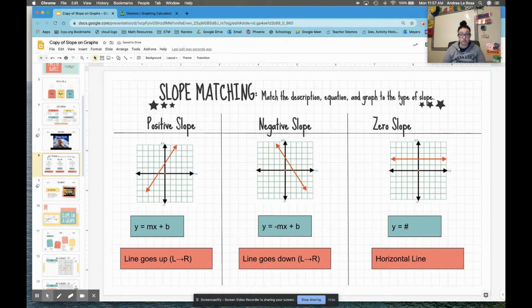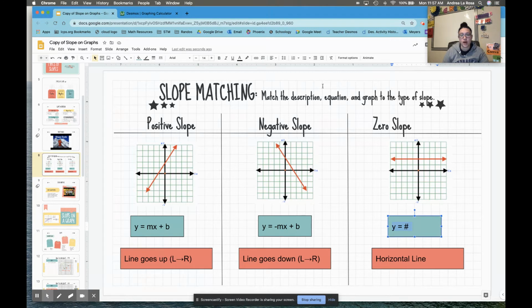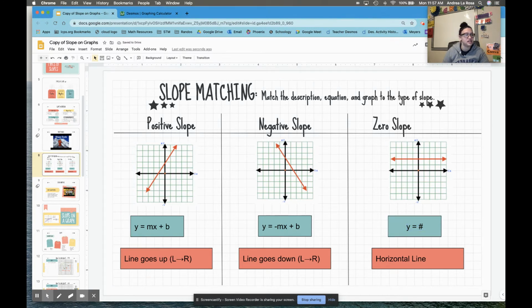All right, so again, my positive slope, my line's going up. My equation would be y equals mx plus b. Negative slope, my line's going down. I have a negative m, a negative slope. And then for a 0 slope, y just equals some number. It's my horizontal line. Y is just going to equal some number.